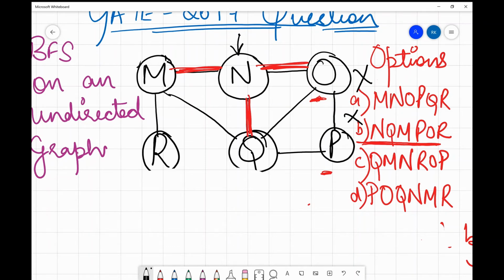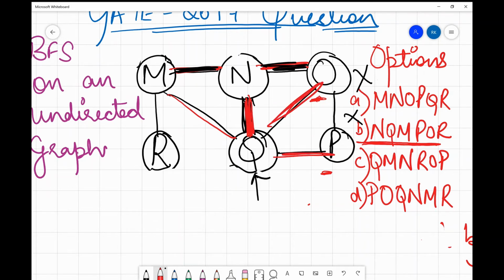Then we'll move to our next option. We'll check the next option for now. So the next option has what? The next option has Q as the starting point. Now we'll check Q as the starting point. When you start with Q, we have its neighbors as M, N, O, and P.